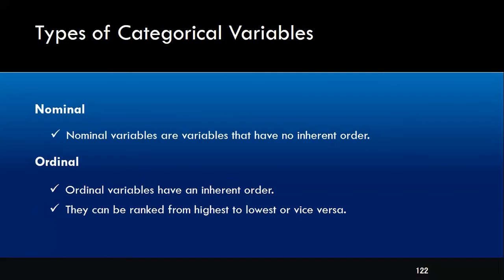There is an order here, right? Something is superior, something is inferior. So those kinds of variables are ordinal, and gender kind of variables are nominal.